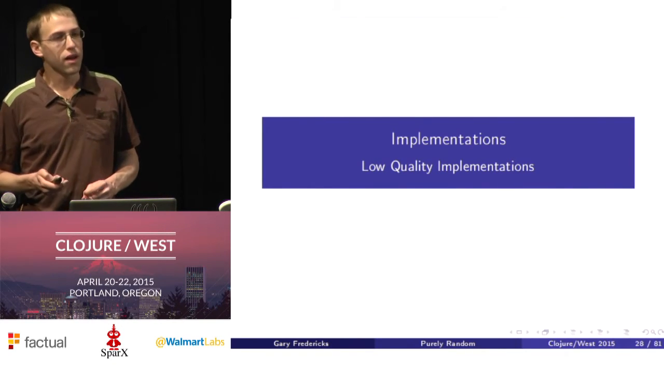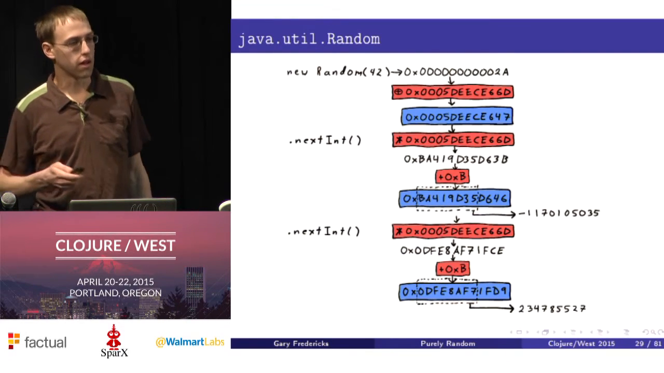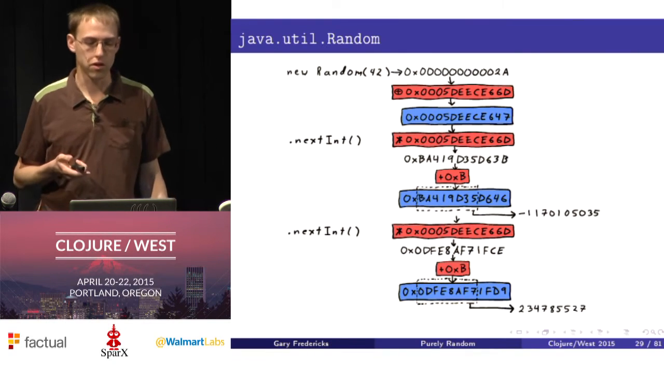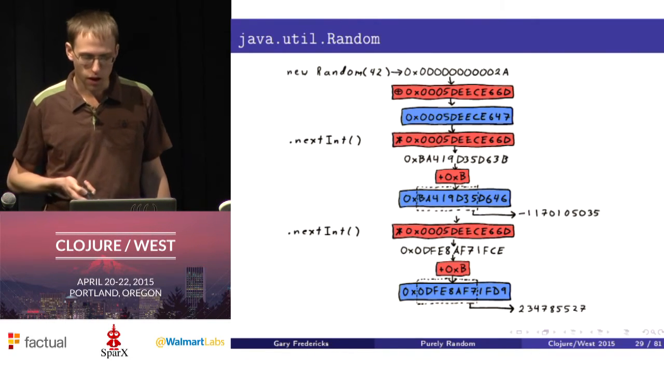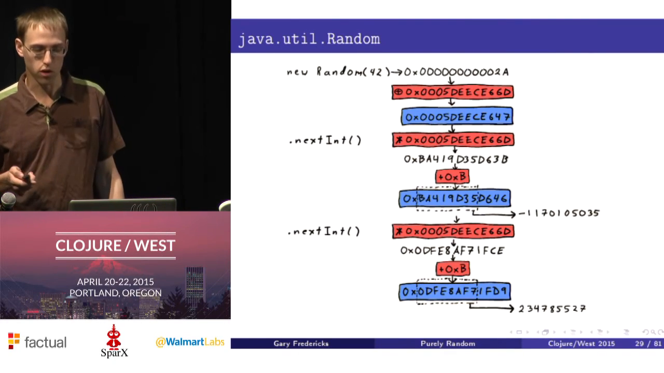One thing you might want to try if you were approaching this is, can we take an existing linear generator and somehow adapt it to be splittable? So we can try this with java.util.Random for an example. This slide is trying to explain how the java.util.Random algorithm works.